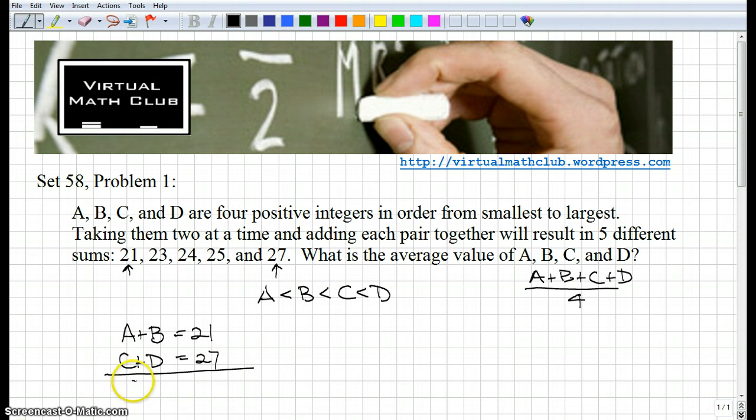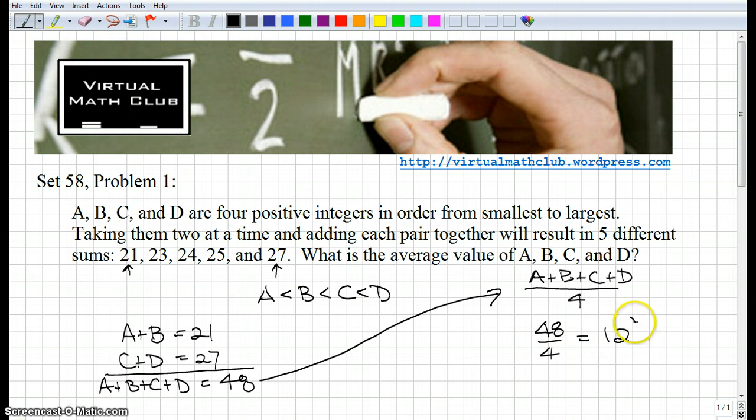Now, if we add both of those together, we will end up with A plus B plus C plus D is equal to 48. And hey, we would really like to know that, right? So if we plug that in up here, then the average is 48 over 4, which is 12. Okay? So there's your answer.